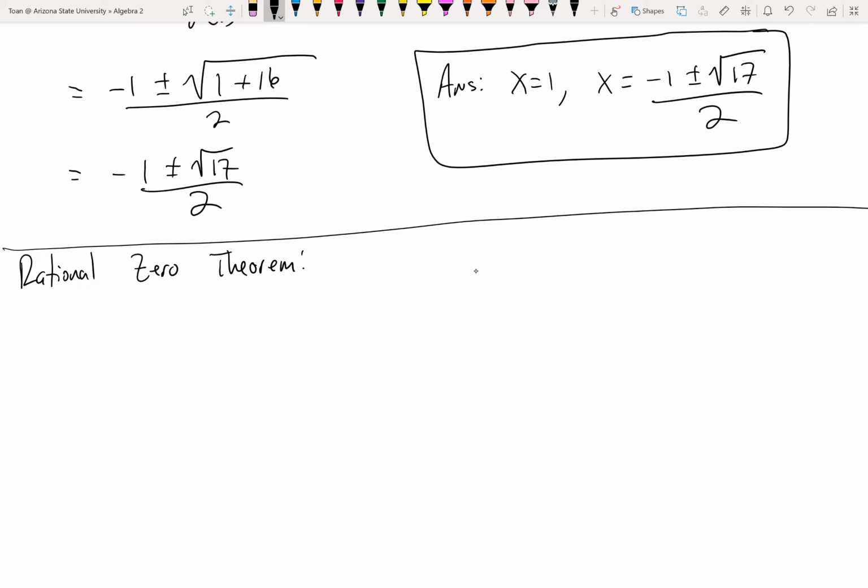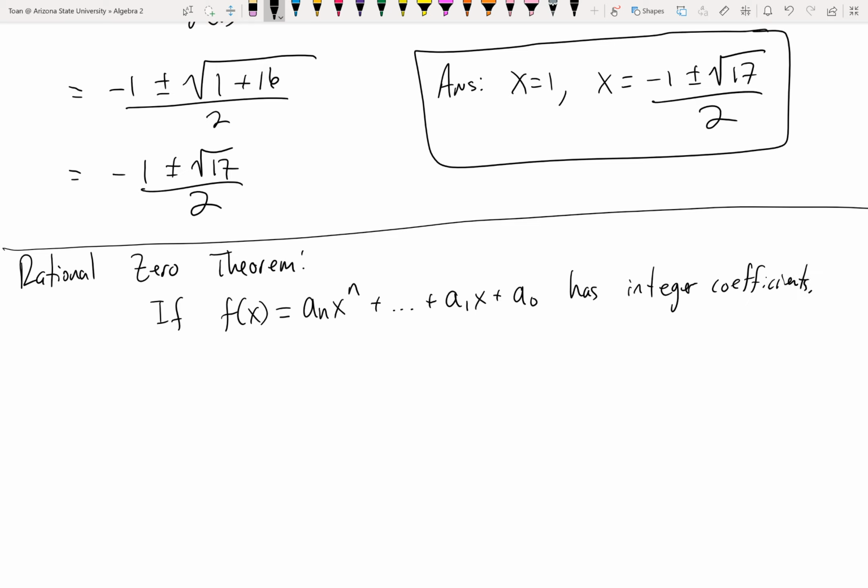And the rational zero theorem states this: if you have a polynomial, f of x equals a sub n x to the n, plus so on and so forth, plus a sub 1 x, plus a sub naught, that has integer coefficients, then every rational zero of f has the following form.